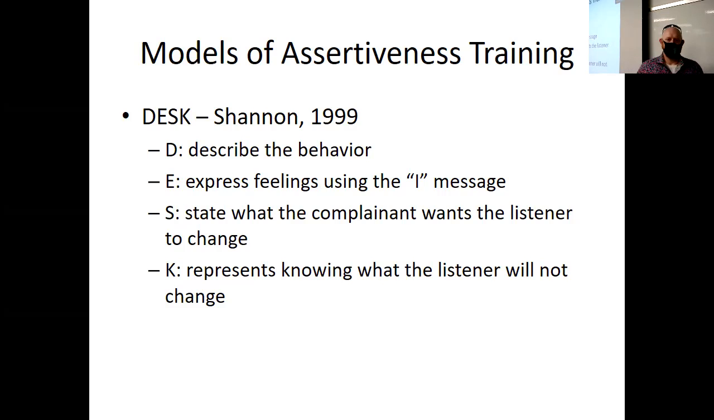S, state what the complainant wants the listener to change. So you're laying out exactly what you're seeing as far as lack of assertiveness. And then K represents knowing what the listener is not going to change. There are some things that your listener, your client, your patient will straight up tell you that they're not going to change, or there may be some ways, because you know of their background, that they're not going to change. And that's what that's referring to.